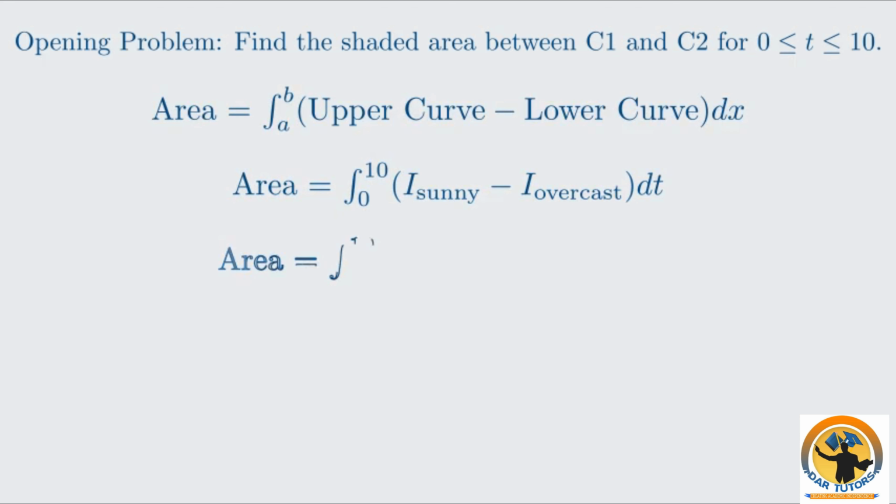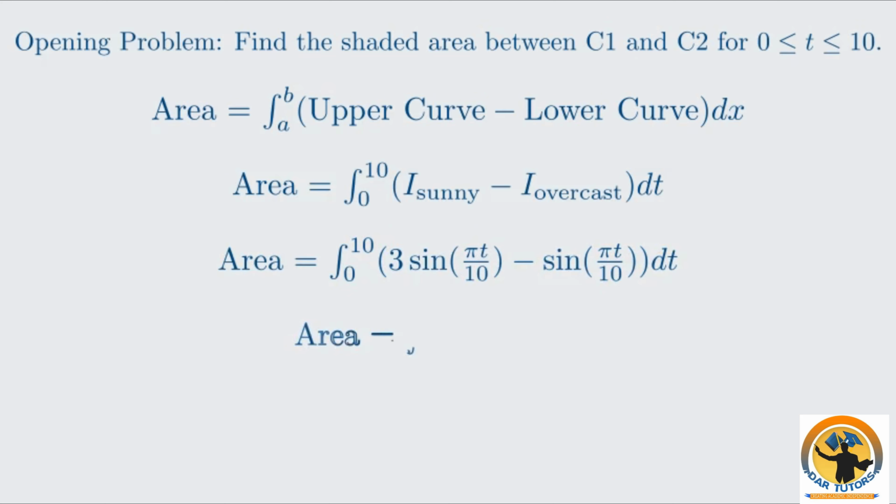Substituting the functions, we get the integral from 0 to 10 of 3 sine of pi t over 10 minus sine of pi t over 10. We can simplify the integrand. The integral simplifies to the integral from 0 to 10 of 2 sine of pi t over 10 dt.